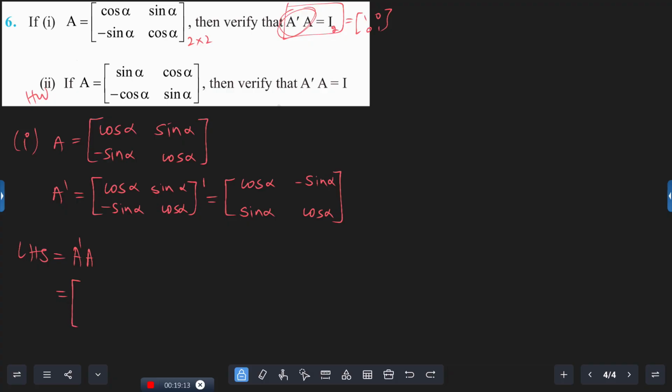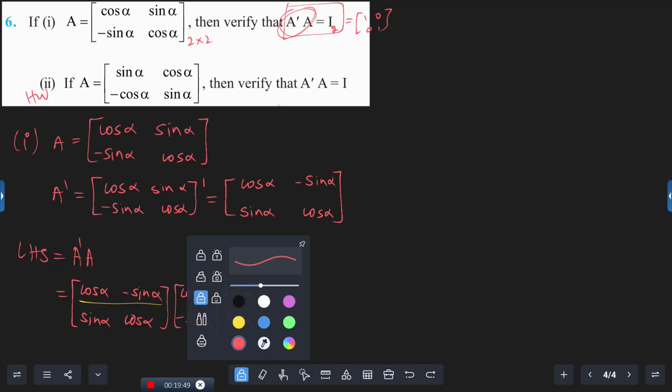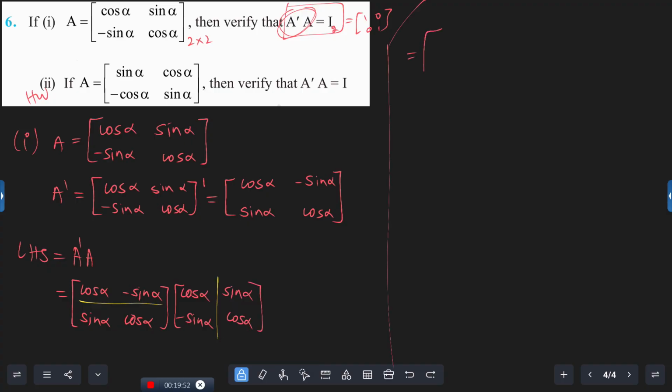First A dash. For A dash, here we have it, Raja, that you take. Just write cos alpha, minus sin alpha, and sin alpha, cos alpha, into A. What is A? A is here that you take. Just mention cos alpha, sin alpha, minus sin alpha and cos alpha, all those things. Now you know how to product a row with a column. We have to product a row with a column. So let's go now. How to product? Let's go, row with a column.